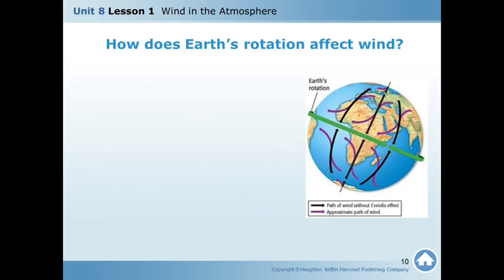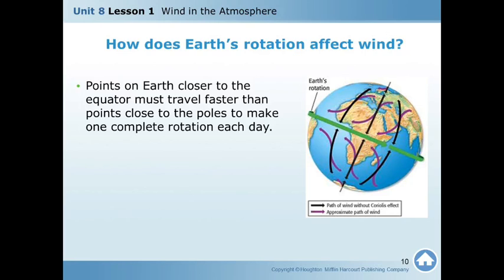But we know that that's not actually what happens. The purple is what actually happens. They're going to curve. They're going to go around. And that's the what effect? There we go, the Coriolis effect. Now, some points on the earth are going to travel faster than others.